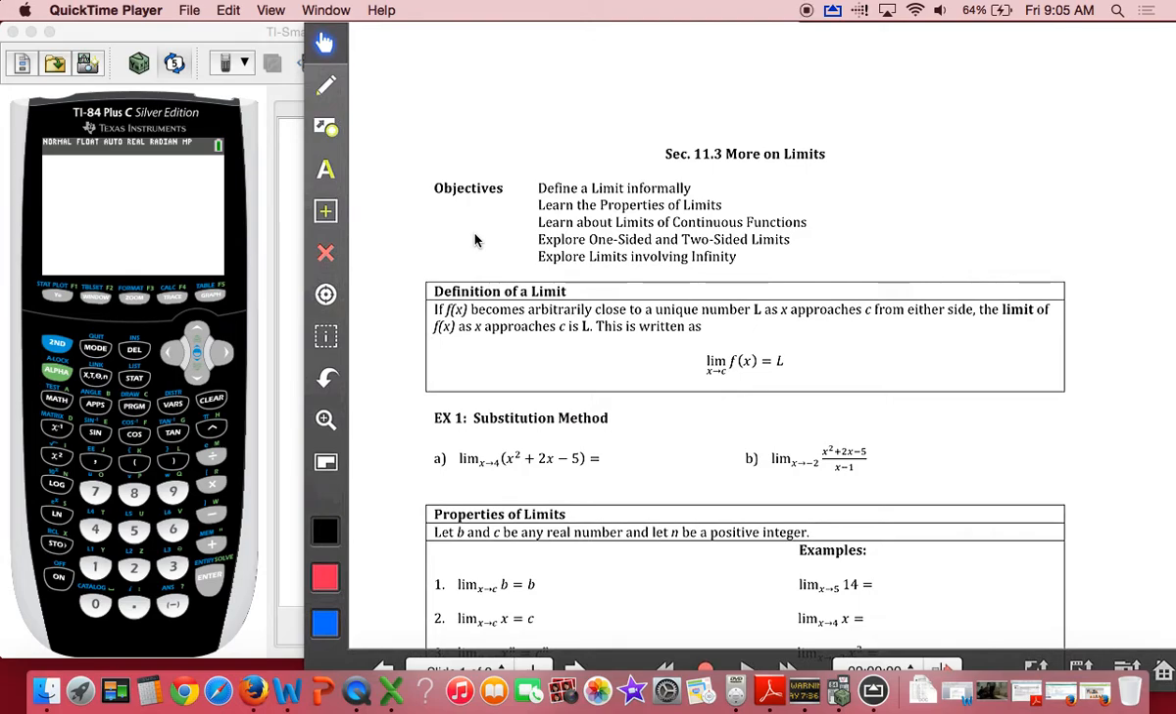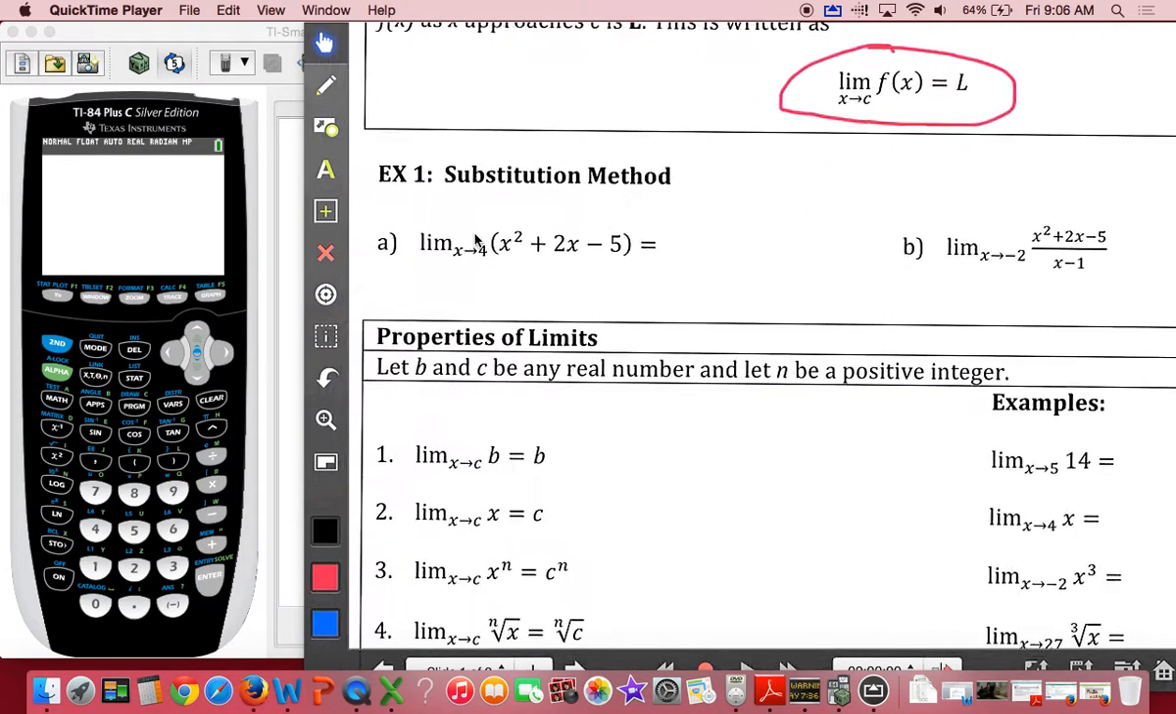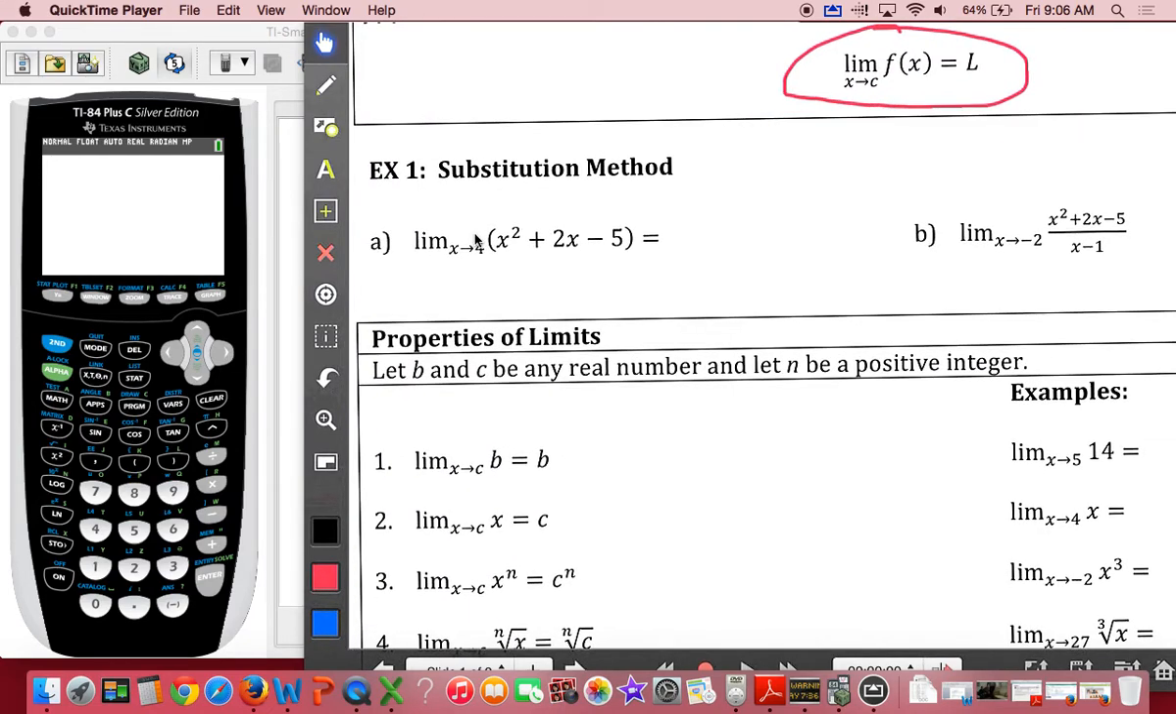As I said before, we're only going to do the front and back of this page today. But this is your informal, or I guess technically this will be your formal definition of your limit. We're just taking the limit of some function as x approaches any particular number. It's going to end up being an actual value. And so the easiest way to find a limit is to use direct substitution.